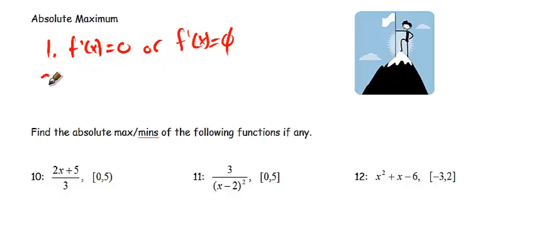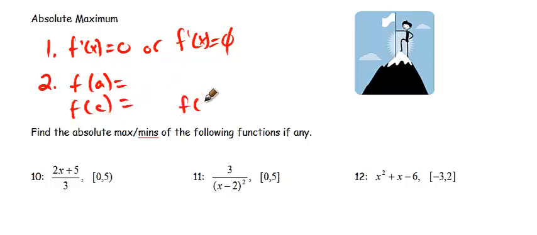The next thing you're going to do is a little tricky, because later on you're going to learn something called the first derivative test, and you're going to really get caught up in it, and you're going to forget this. This is one of the first things you learn in this class. Do not forget how to find an absolute max or min. The next thing you have to do is find f of a, f of any of your critical numbers, and you're also going to have to find f of b.